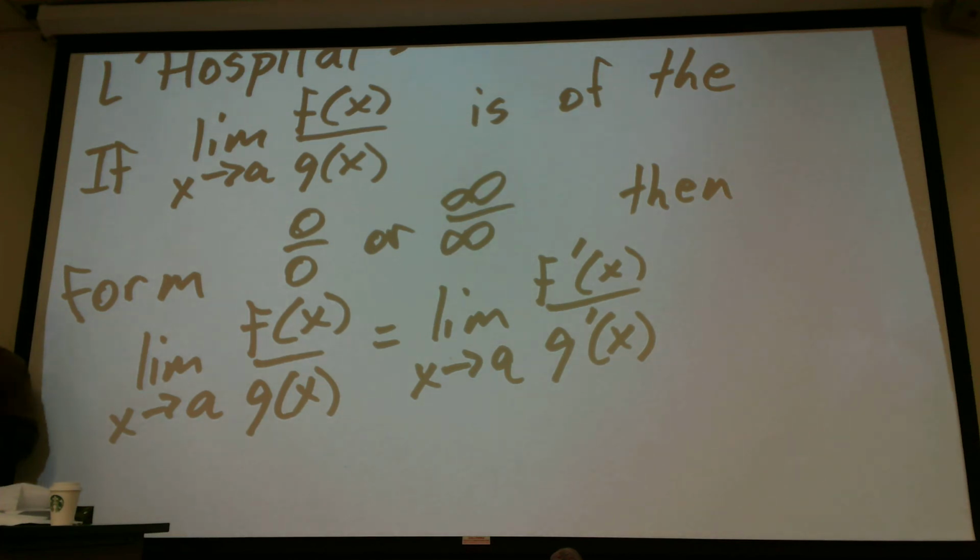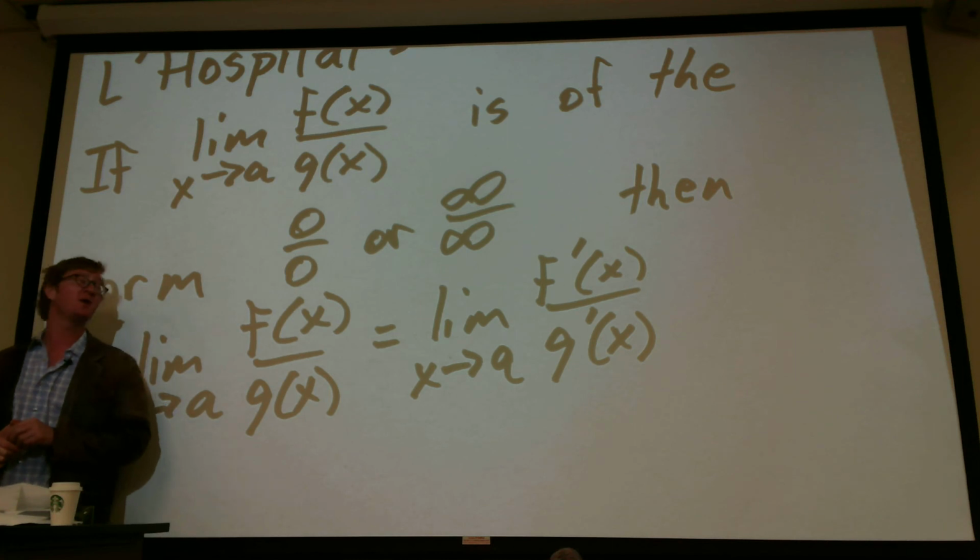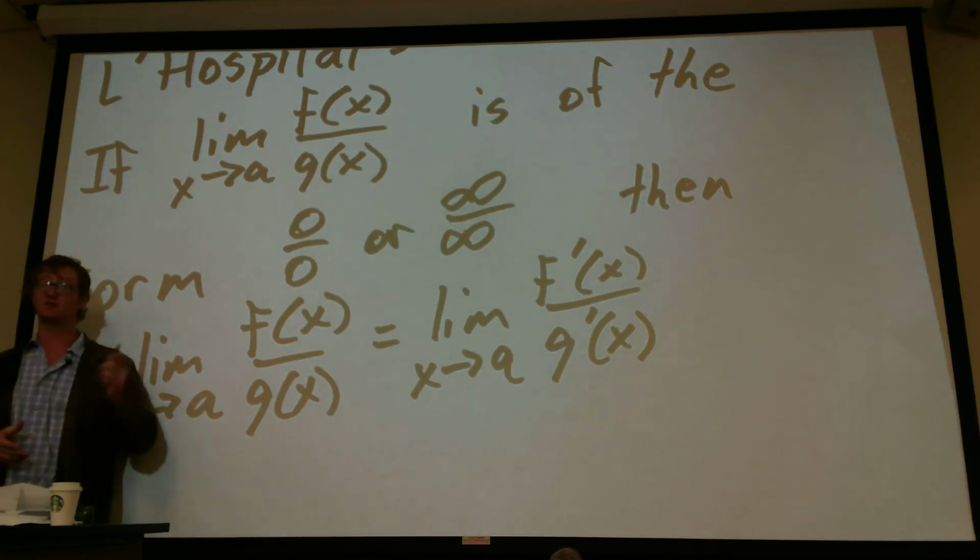So it basically means that if you can get it into the form infinity over infinity or 0 divided by 0, then you just take the derivative of the top and the derivative of the bottom and then try to evaluate it from there.